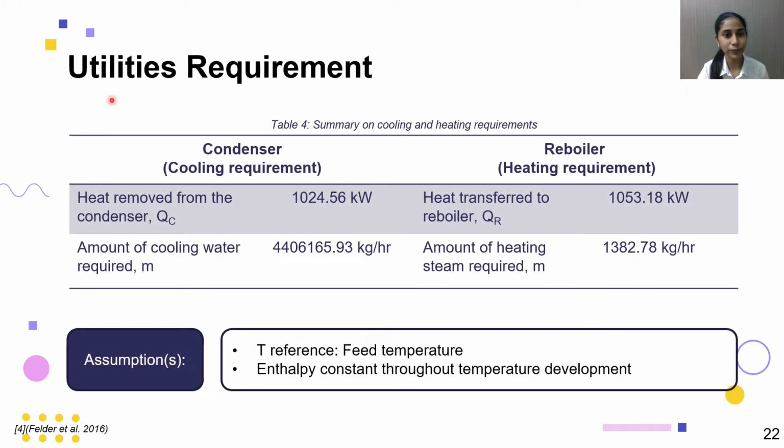Thank you, Alia. For utilities requirement, we have calculated for condenser and reboiler. In terms of cooling requirement, we have calculated the heat removed from the condenser and the amount of cooling water required. In terms of heating requirement, we have calculated the heat transferred to the reboiler and the amount of heating steam required. And the values are as stated. There are two assumptions made, where the reference temperature is equal to the feed temperature and the enthalpy is constant throughout the temperature development.